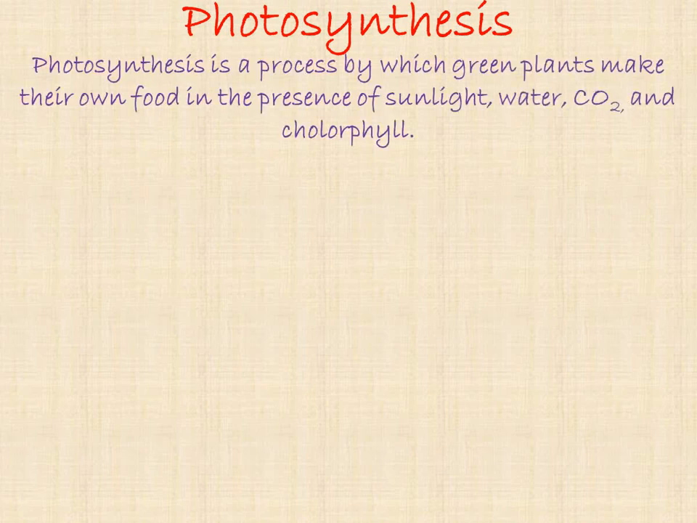Now we will learn about the process by which the plants make their food. The process is photosynthesis. So what is the definition of photosynthesis? Photosynthesis is a process by which green plants make their own food in the presence of sunlight, water, carbon dioxide and chlorophyll.